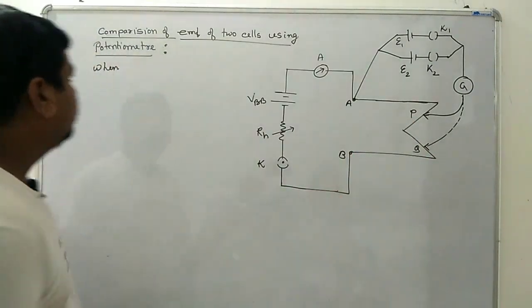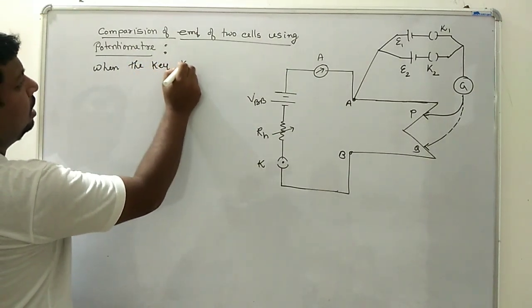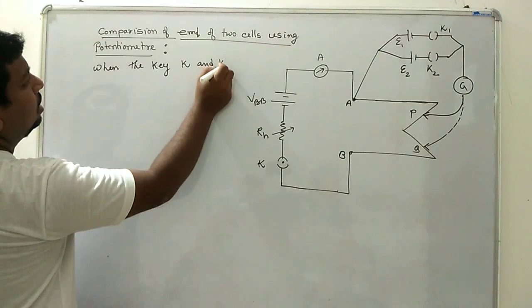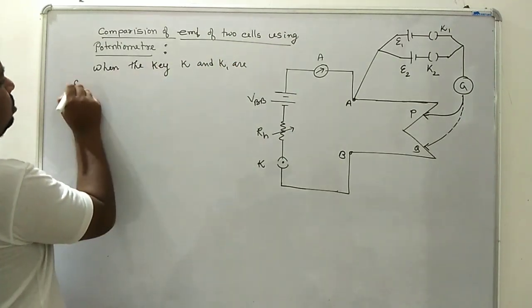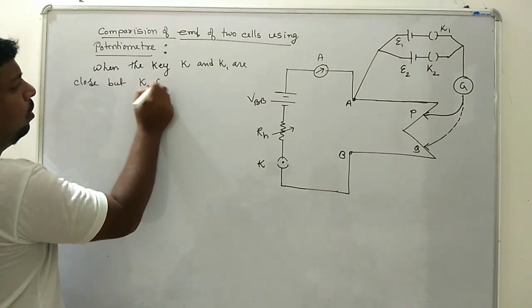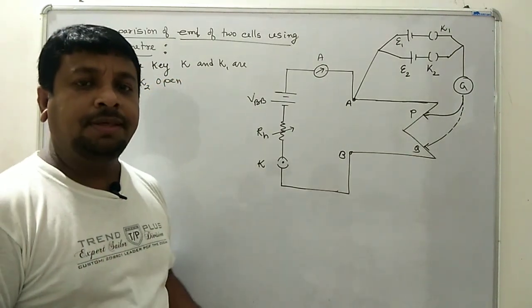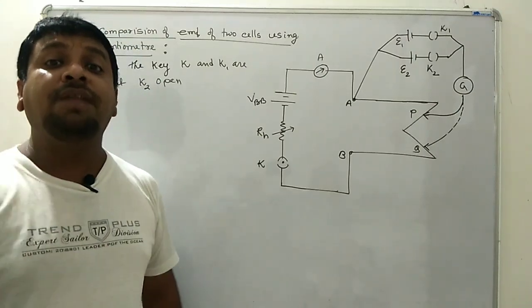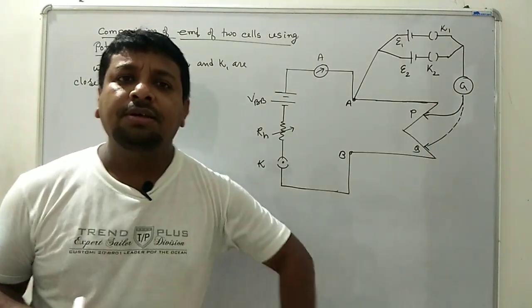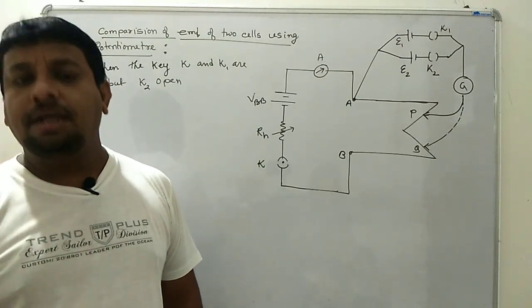Okay. So when the keys K and K1 are closed, but K2 open, then galvanometer shows zero deflection. Earlier I said there is no deflection in the galvanometer. That means no current is flowing through the galvanometer.